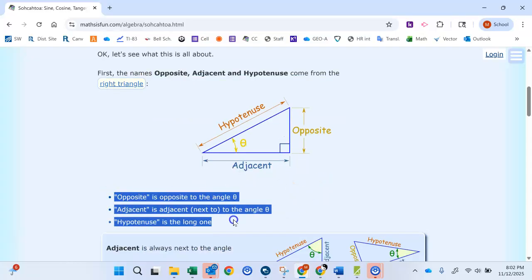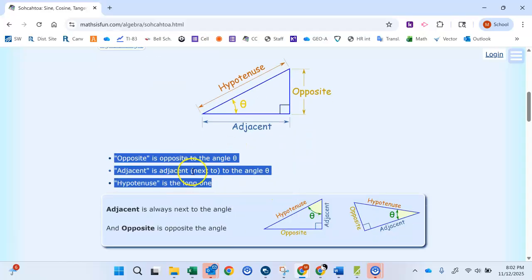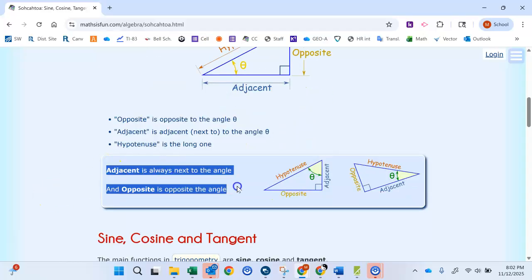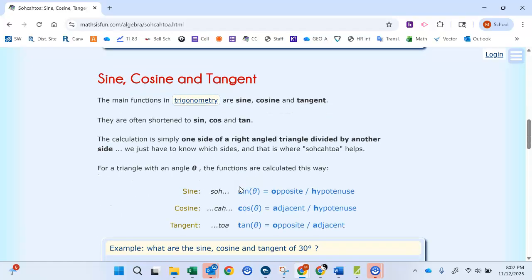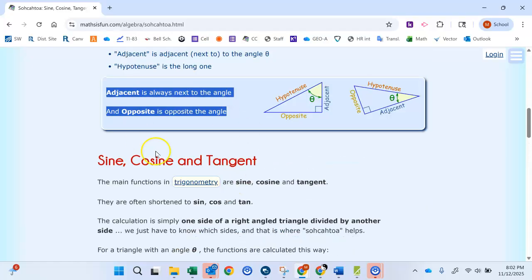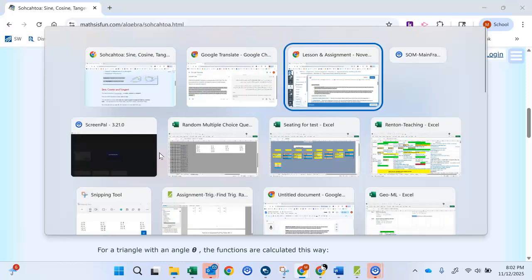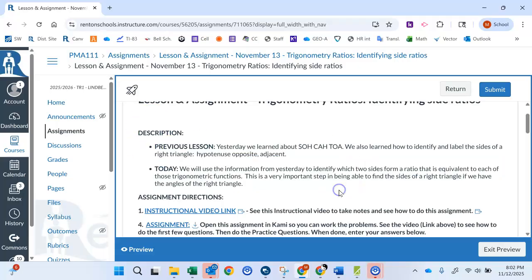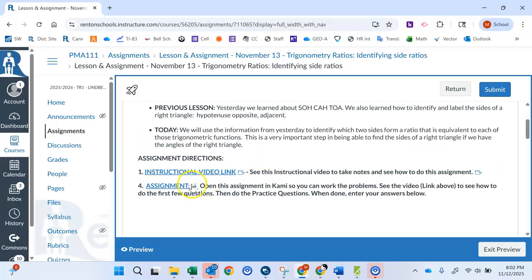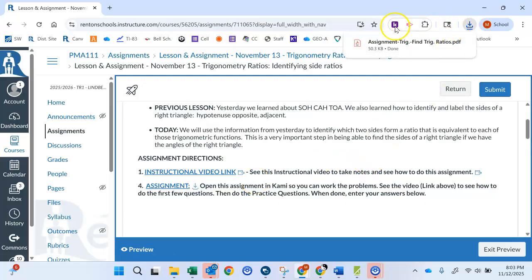Here's some more things. And again, if you want to go back to the site and review it, that's fine, okay? And here's some more information from yesterday. All right, good. So now that we've got that, I'm going to refer to that in the assignment. Let's open the assignment and make sure you open it in Kami so you can make notes. Click here, make sure you download it, and then come to Kami. You know the process, right?